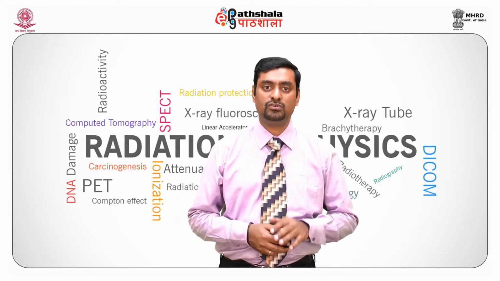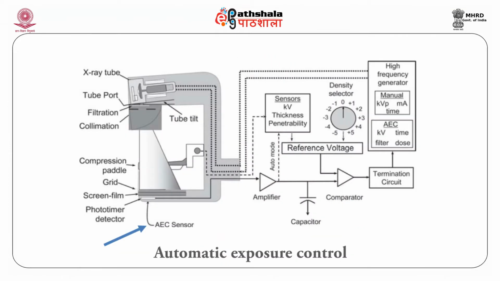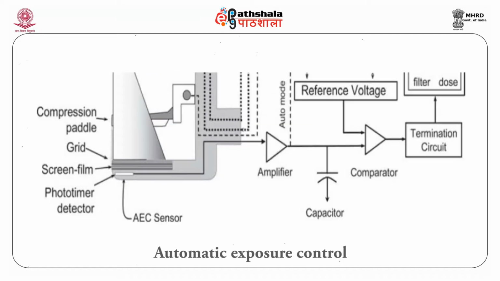Then we move on to automatic exposure control as seen in that image. The automatic exposure control sensor is placed just under the film cassette or a CR cassette or the detector. What is this automatic exposure control?